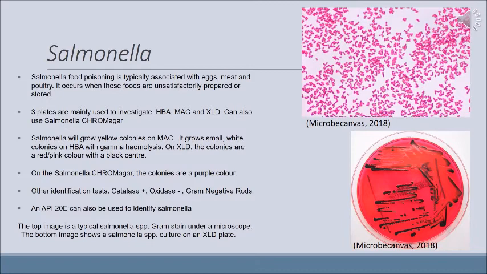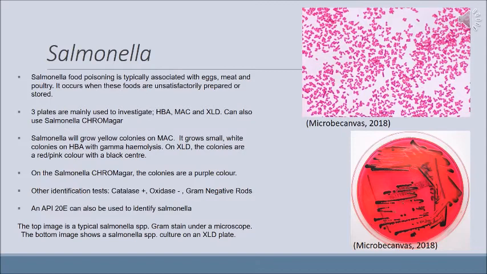Salmonella food poisoning is usually associated with food containing eggs, meat, and poultry. It is part of the normal flora in the gastrointestinal tract of many animals, commonly associated with chickens. Contamination occurs when these foods have not been adequately prepared or stored and are then ingested. There are three main agar plates used to distinguish Salmonella: MacConkey, horse blood agar, and XLD. Salmonella chrome agar can also be used as an identifier.